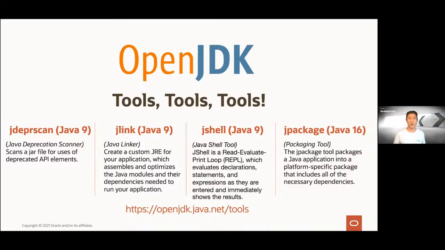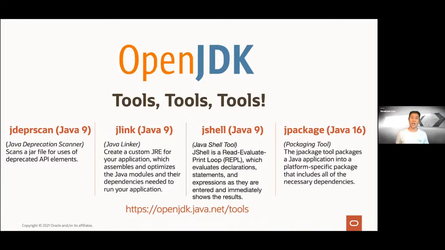JPackage, or the packaging tool, is the tool I mentioned earlier that became a part of the standard JDK as of Java 16. What you do with the JPackage tool is you can create a platform-specific executable on your platform. So it will take all of your dependencies and everything you need, the runtime, and build it into a native executable on your specific platform.